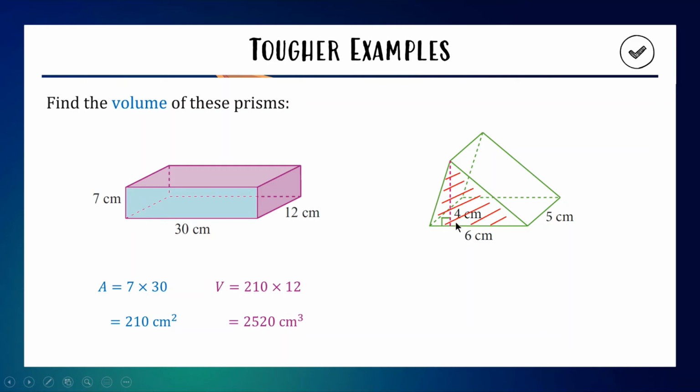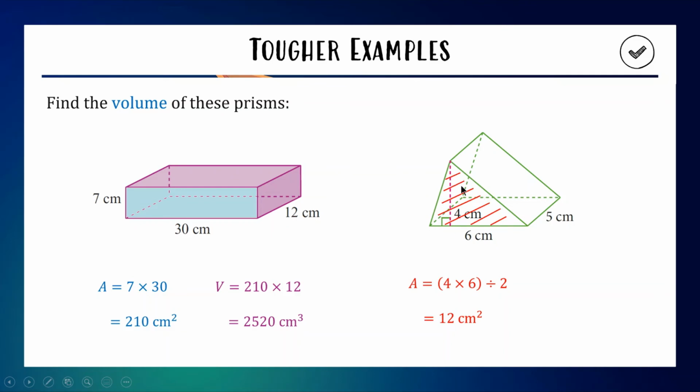So this triangle has a base of 6 and a height of 4. So hopefully you remember that for a triangle, we do the base multiplied by the height, and then we halve our answer. So 4 times 6 is 24. If we cut that in half, we get an answer of 12. And there is the area of the triangular face, 12 square centimeters.